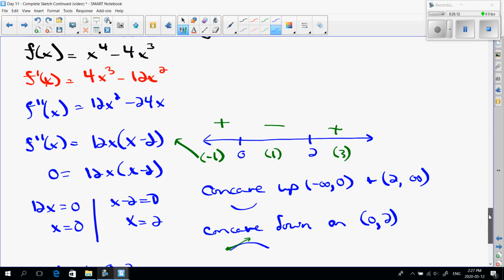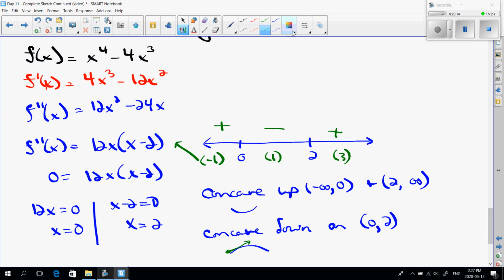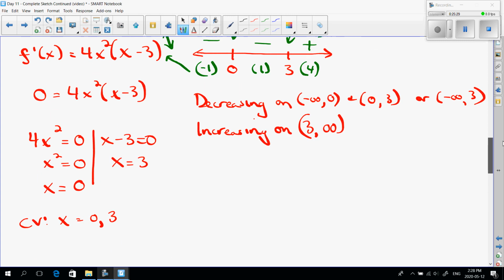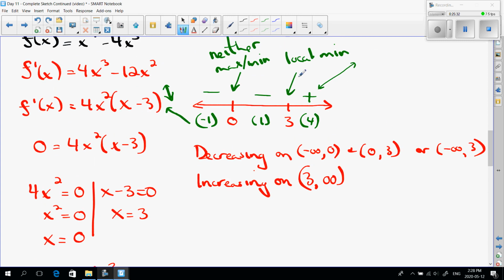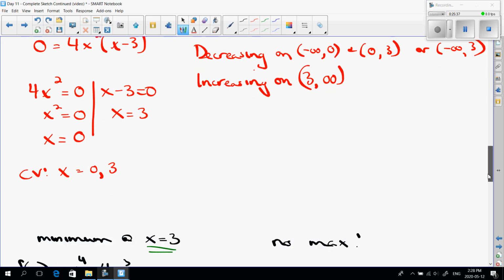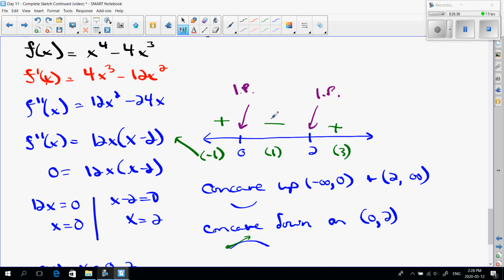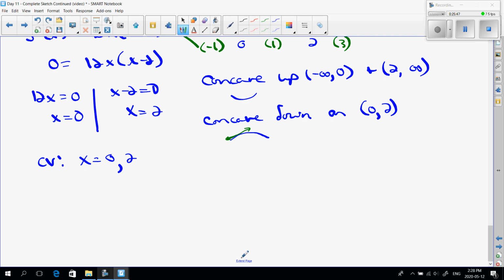Now I want to find my inflection points. Well, there are inflection points anywhere the sign changes. So it doesn't matter whether it goes from positive to negative or negative to positive. It did when we were talking about the first derivative test. Negative to positive meant a minimum, positive to negative would mean a maximum. Here, it just means there's an inflection point. So it goes from positive to negative at 0 and negative to positive at 2. That means I have 2 inflection points.